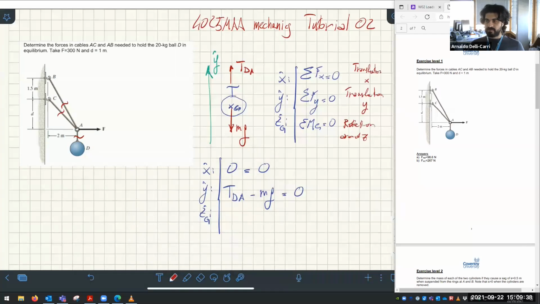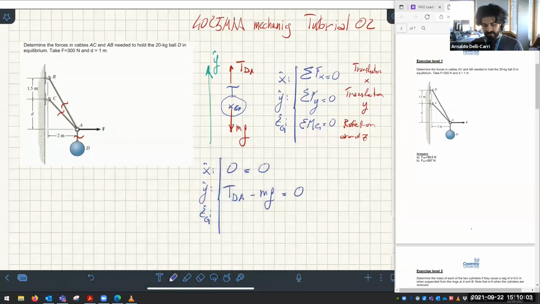Come on, chat. 0. What's 0? Someone says 0, but can you please explain that 0? What do you mean with that? Do you mean 0 equals 0?